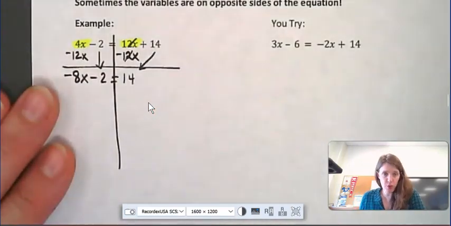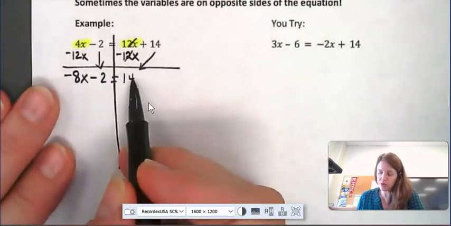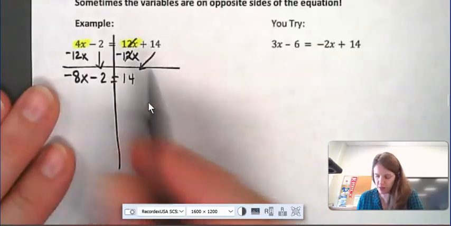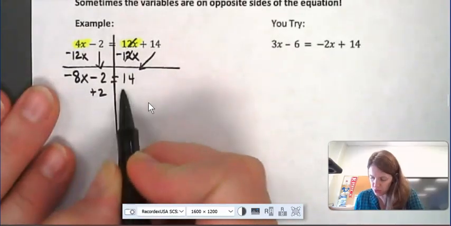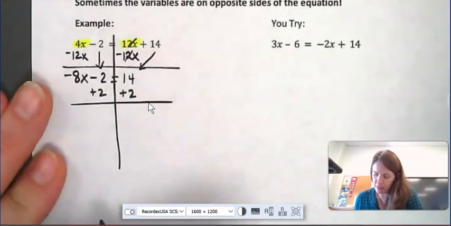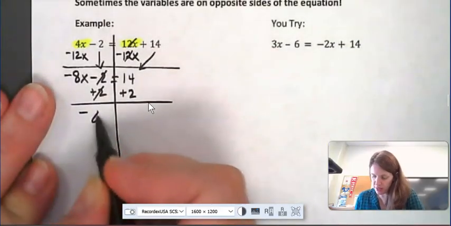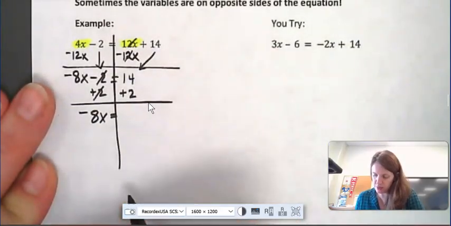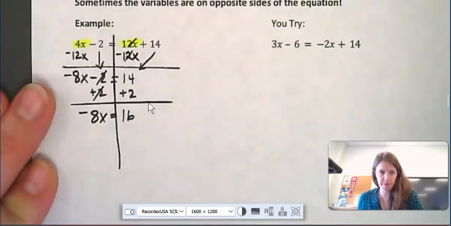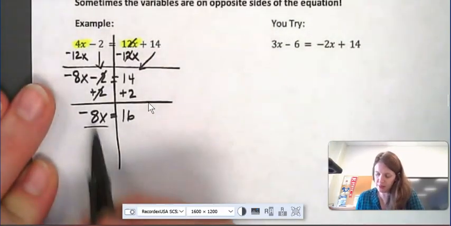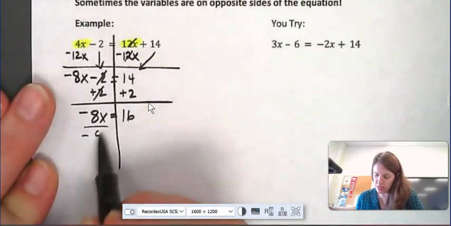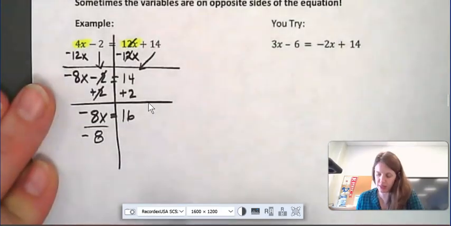So now I just have a two-step equation. From here, I need to move the 2, or the constant term, over with the other constant term. So I'm going to move plus 2 with plus 2. These two are going to give me 0, and I'll still have a negative 8x equals 14 plus 2, which gives me 16. And then I'm going to divide by my number with my x, which is a negative 8. I'm dividing by negative 8 because that is what's multiplied by x.